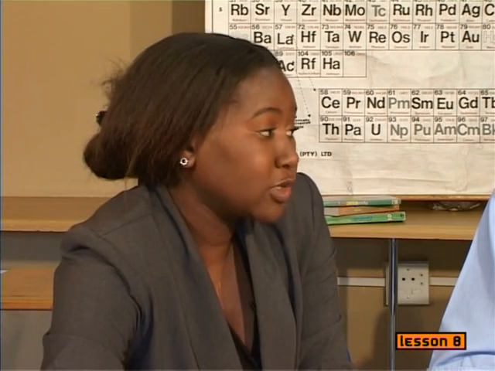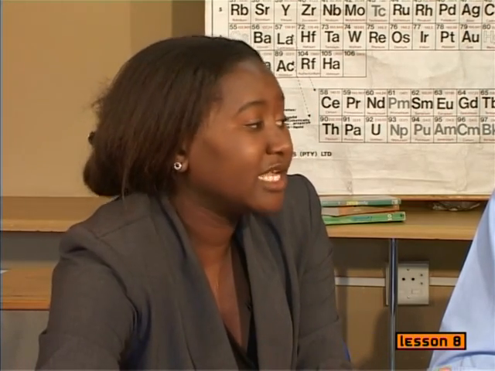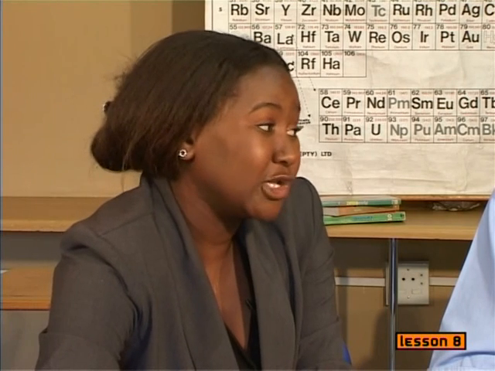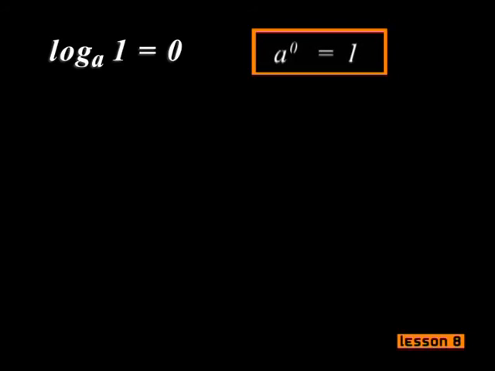Now, just like there were laws for exponents, there are laws for logs. These laws are similar to exponential laws, and you will need to learn them. The first log law says that log of 1 is always equal to 0. And this makes sense as anything to the power 0 is equal to 1.